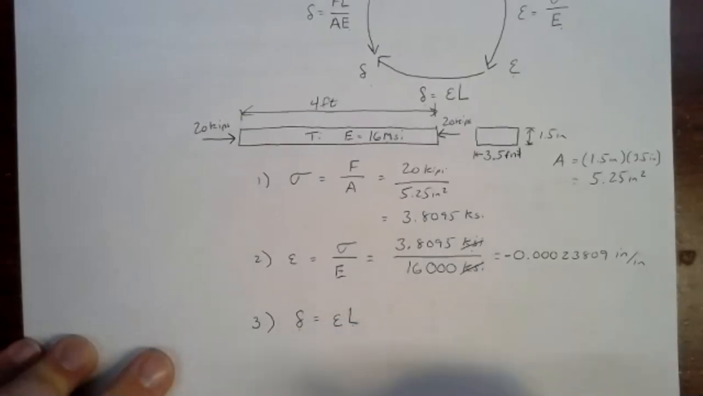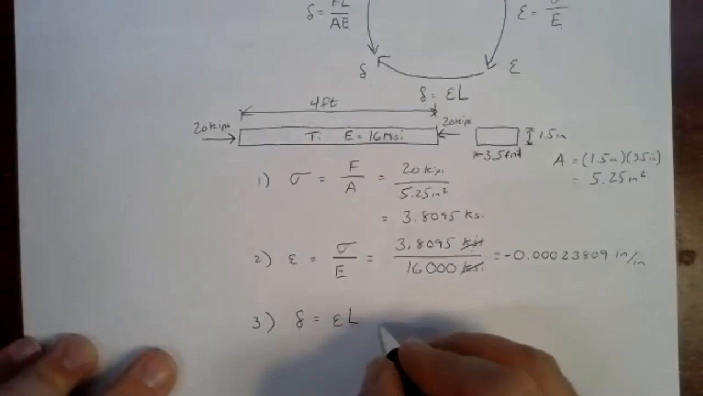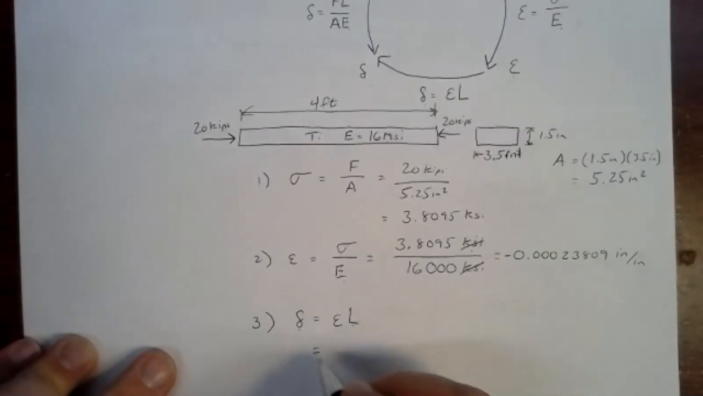People are just more used to thinking about things in inches instead of feet, especially when it comes to small values like thousandths and millionths. It's a lot easier to think of those in terms of inches. So it's usually your choice on what to plug in for the length. Here, I'm going to convert mine right away. I've got a strain of 0.00023809.